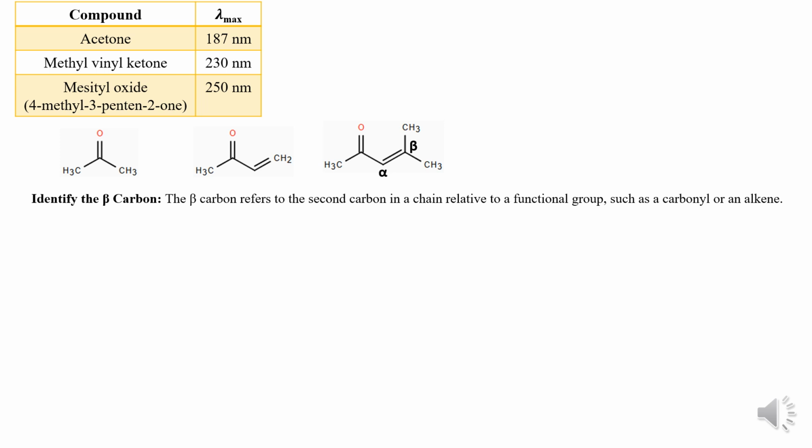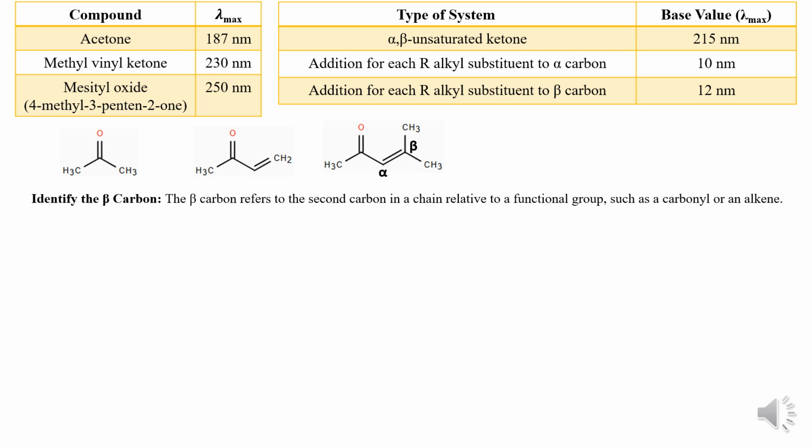So the bathochromic shift or red shift is due to two reasons. One is conjugation, that is an increase in the number of double bonds that are in conjugation with each other. And the second reason is alkylation, that is the presence of alkyl groups. So in the case of mesityl oxide, both factors are contributing towards the bathochromic shift or red shift. So there is the presence of conjugation as well as the presence of alkyl groups.